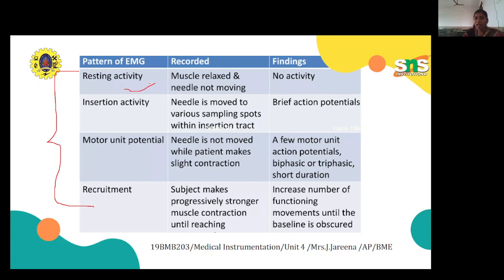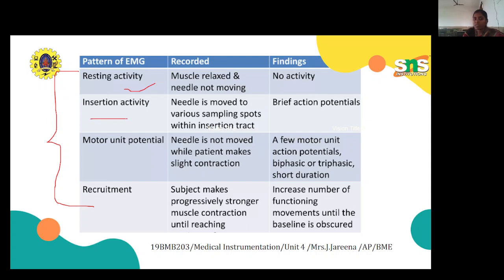Resting activity means the muscle is at rest and we have not applied any needle electrodes over there. In that case, what type of findings can we get? No activity. In resting activity, there won't be any action potential generation, and we don't have any insertion of the needle, so obviously we don't have any activity. That is the first one.